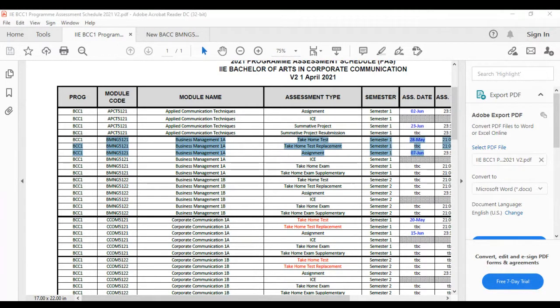Okay, guys, so the take-home test is chapter 1 to chapter 4. We have just finished chapter 3 today. The take-home test is chapter 1 to 4, and this is due at the end of May. Then you have your assignment. The assignment is chapter 1 to 6, and this is due by the 7th of June.